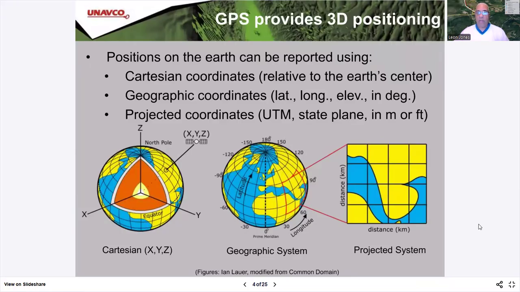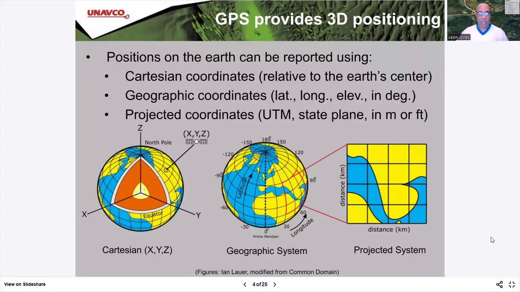Okay, GPS provides 3D positioning. Positions on Earth can be reported by using Cartesian coordinates that are relative to the Earth's center, geographic coordinates, lat, long, elevation in degrees, and projected coordinates. That's the UTM, state plane, in inches, meters, or feet. And you can see what it looks like when they take the Earth.